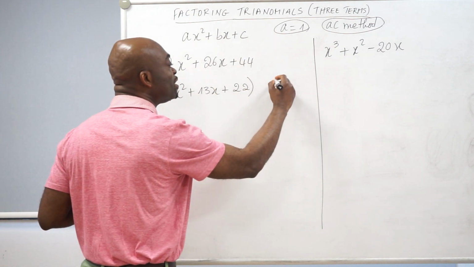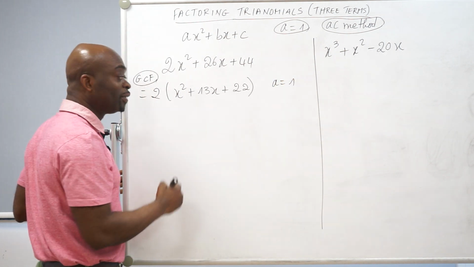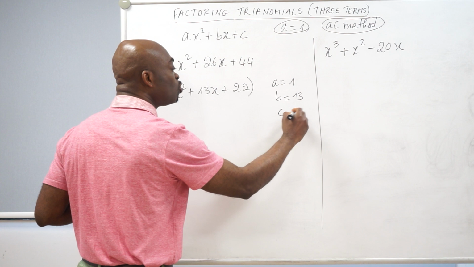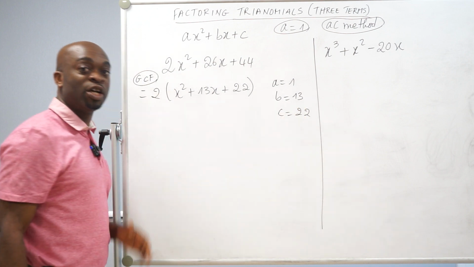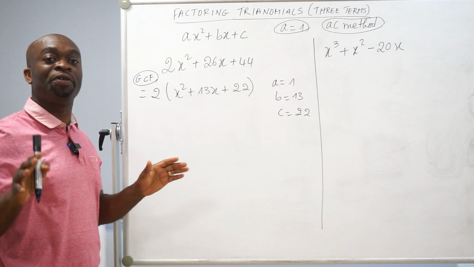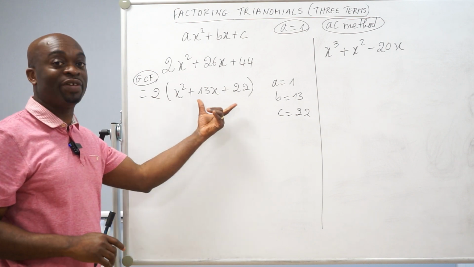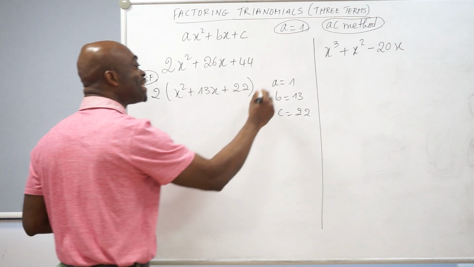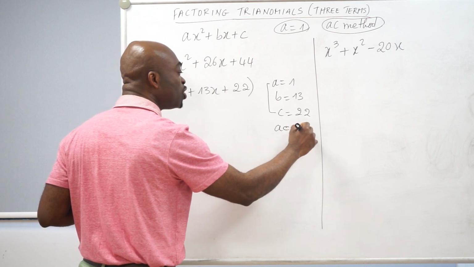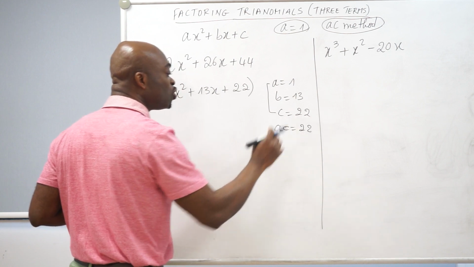So that means what? A is equal to what? A equals 1. B equals what? 13. C equals what? 22. So that's what we have. For now, the 2 here, we just keep it there. We don't worry about it, okay? Only what we have inside the parentheses. So A times C is what? A times C is 22 because 1 times 22 is 22.